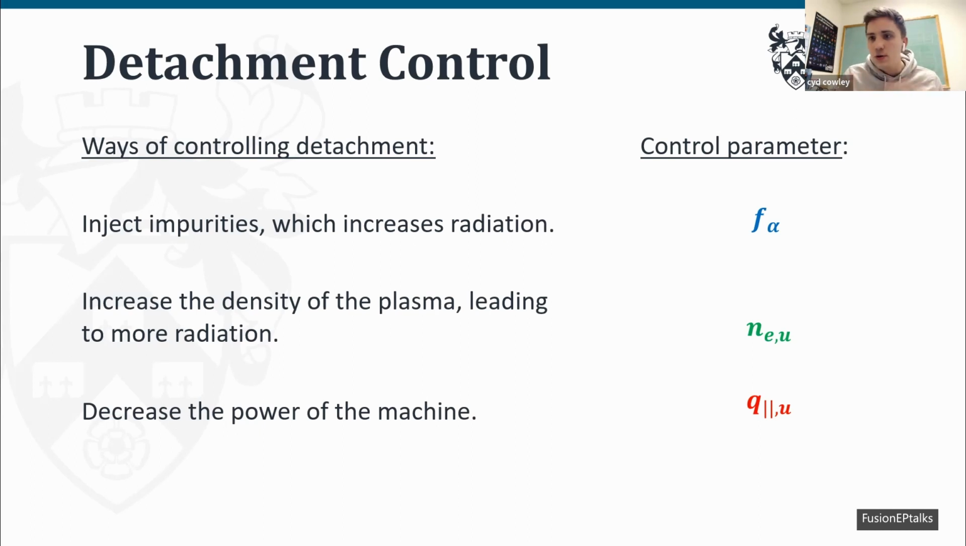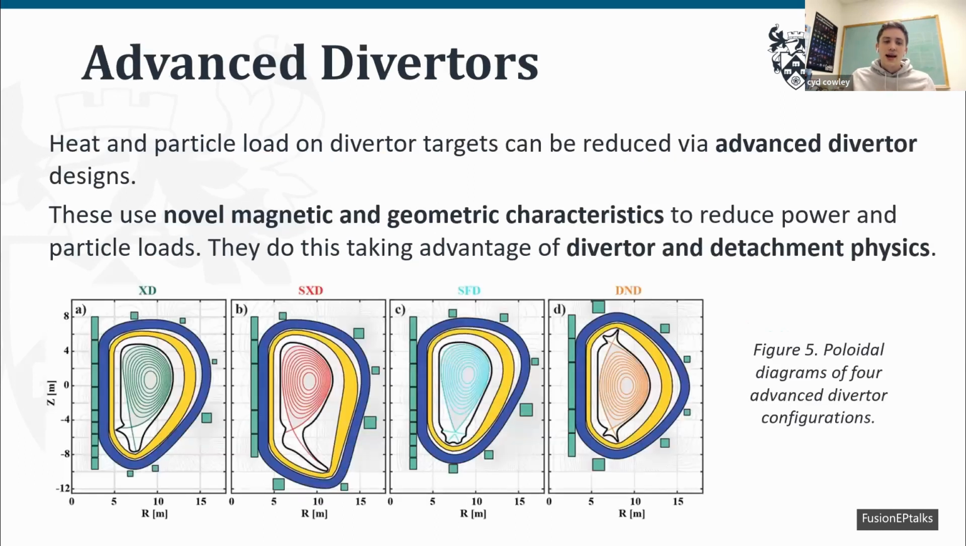And so how do we do that? How do we make it easier to achieve? This really is one of the fundamentals behind advanced divertors. Advanced divertors are a way of getting closer to a detached state. They're a way of reducing power and particle loads on these targets just by changing the magnetic configuration, the shape of your divertor. You can see a few examples of advanced divertors in this figure here, and you can see they have very different shapes of their poloidal field structure.